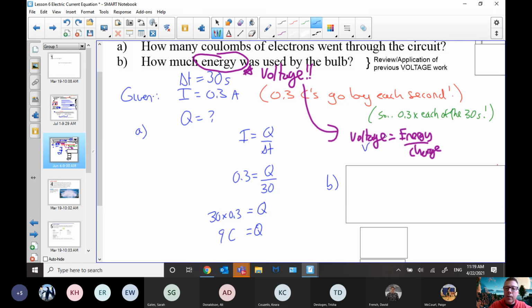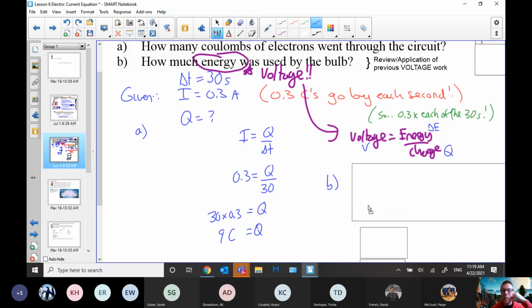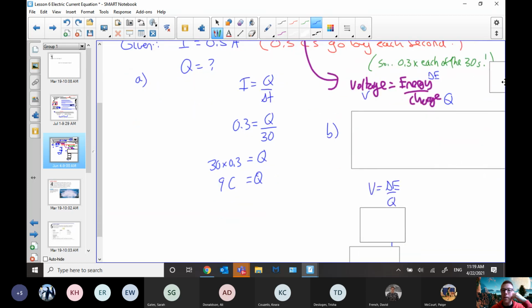I'll go with a different color here. This is just your V, and this is your delta E, the amount of energy that's been transferred, and this is your Q. It's really trying to connect the dots as to what things look like. So I could do it that way, or I could, of course, go with the equations. I'm going to reveal that other one in a second.